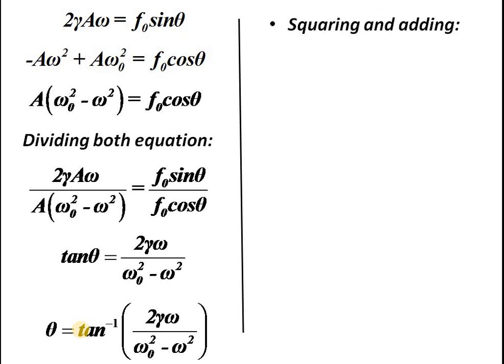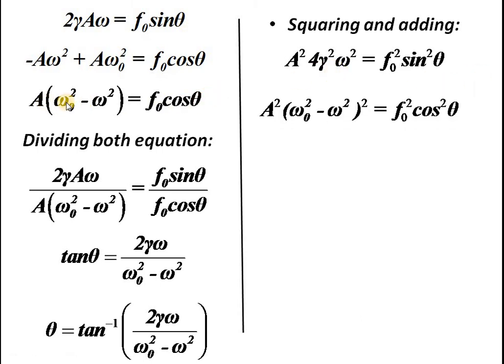Again, now we have to solve for the amplitude. So what we can do is square these expressions. Which expression? This one and this one. You square both. You square the first one, so you get it like this. You square the second one, so we have a square into omega 0 square minus omega square, whole square, equal to f0 square cos square theta. Of course, you have the mathematical idea that when adding these two terms, sin square and cos square will automatically vanish.